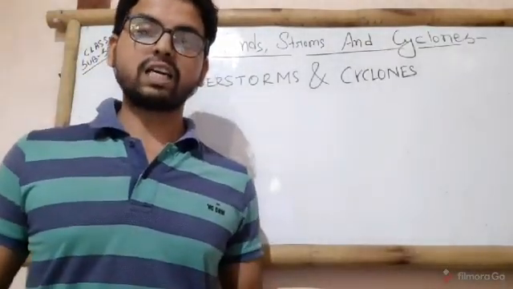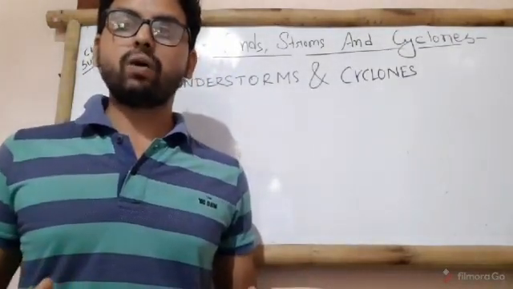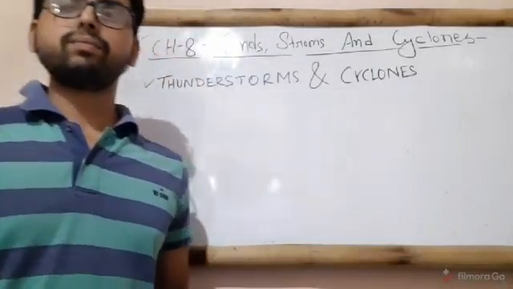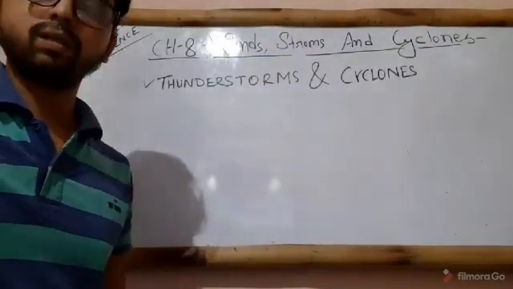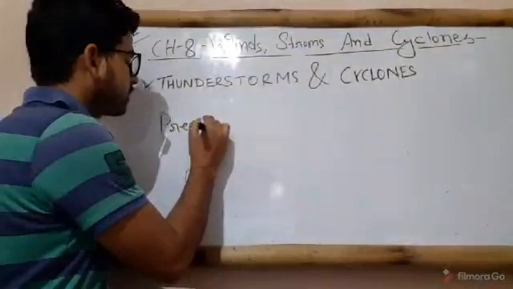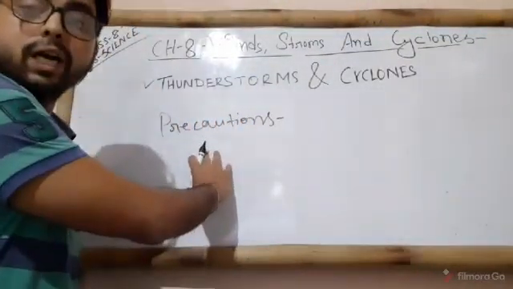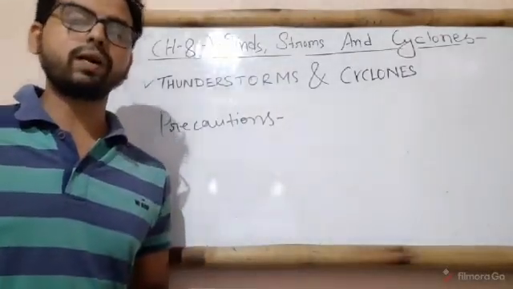The rainfall and rising air create lightning in the air accompanied by sound, and as a result thunderstorms occur. Now, the precautions that one should take during thunderstorms.